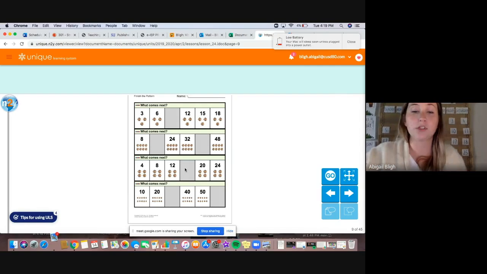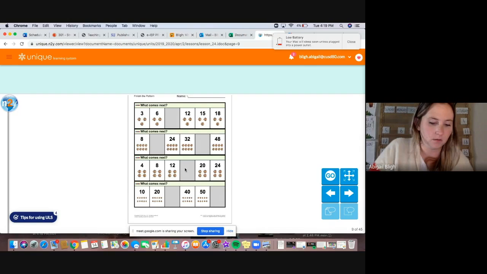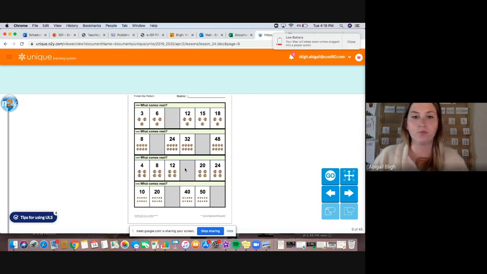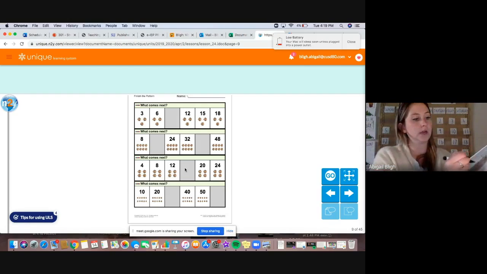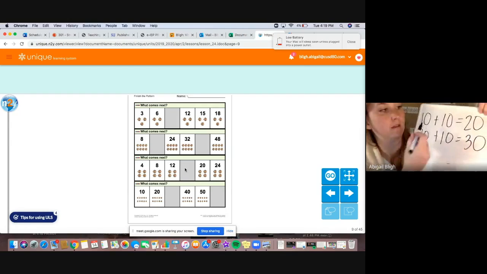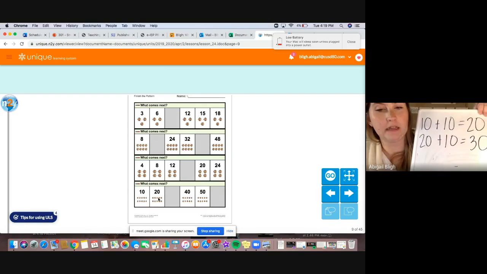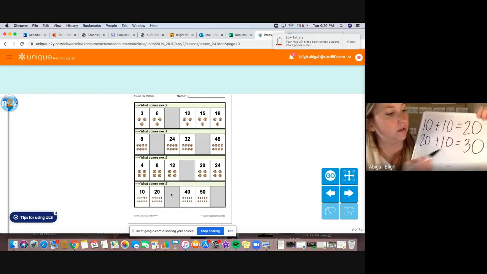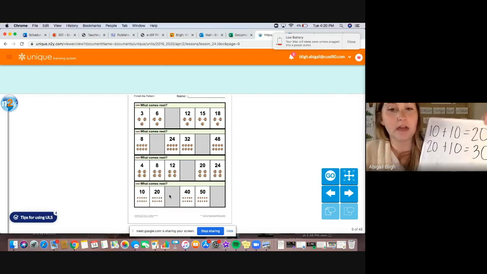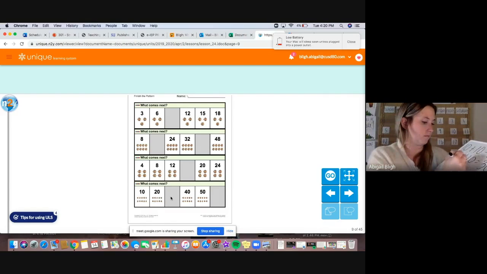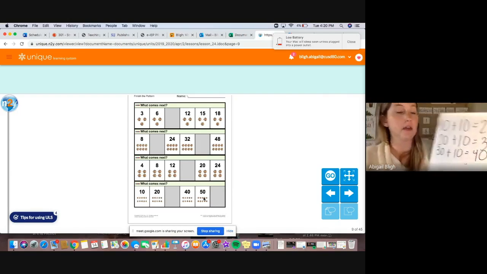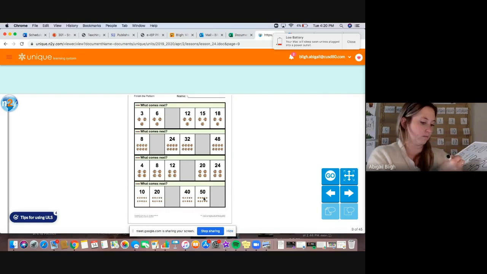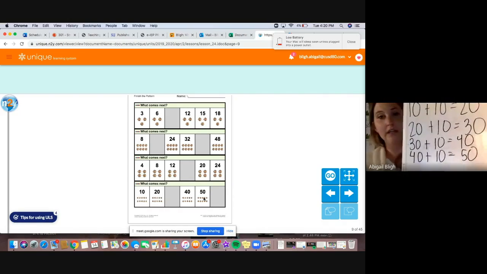All right, the last pattern, we're starting with 10. If I'm skip counting by 10s, that means I'm adding 10 every time. So 10 plus 10 is 20. So that's what we have here. We started with 10 and then they jumped to 20. Now I'm jumping from 20 to 30. If I add 30 plus 10, I get 40, which is what we've jumped to here. If I add 40 plus 10, I jump to 50, which is what they have here.